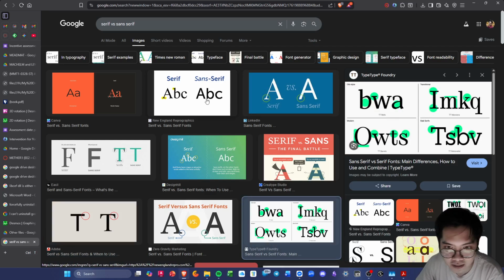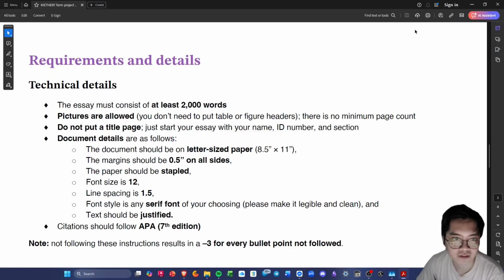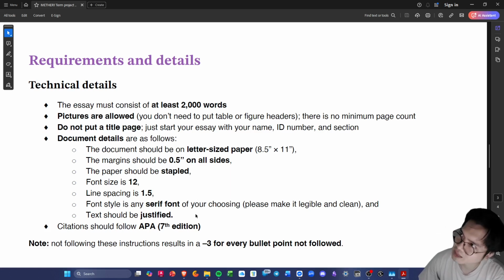I just want this to be a little bit professional. Anyway, the font style is any serif font of your choosing. Just please make it legible. I don't want to see, I don't know, like Lucida Handwriting. Yeah, that's a serif font. Anyway, and the text should be justified. I don't want left align, I want justified.